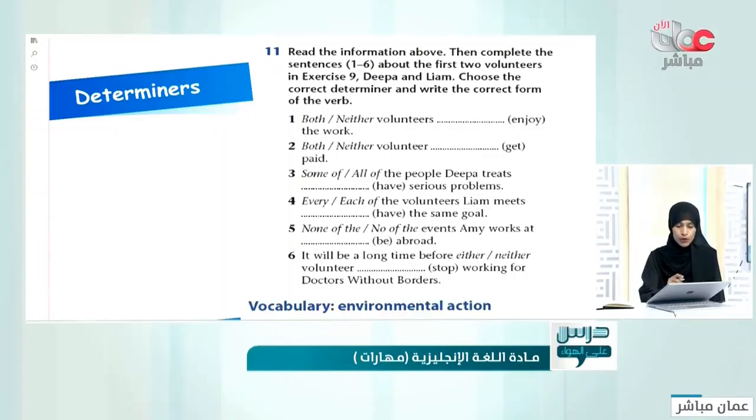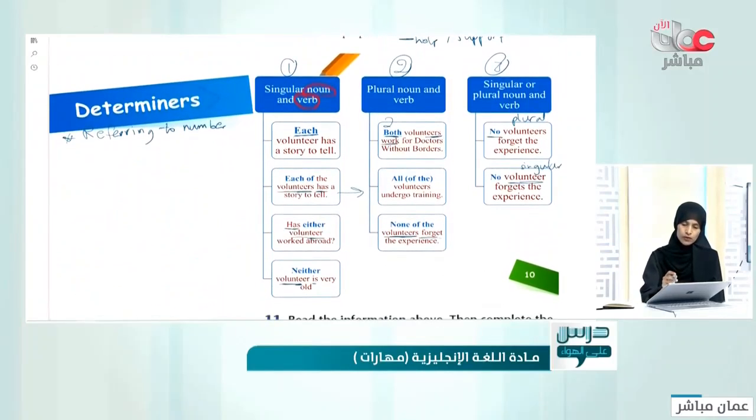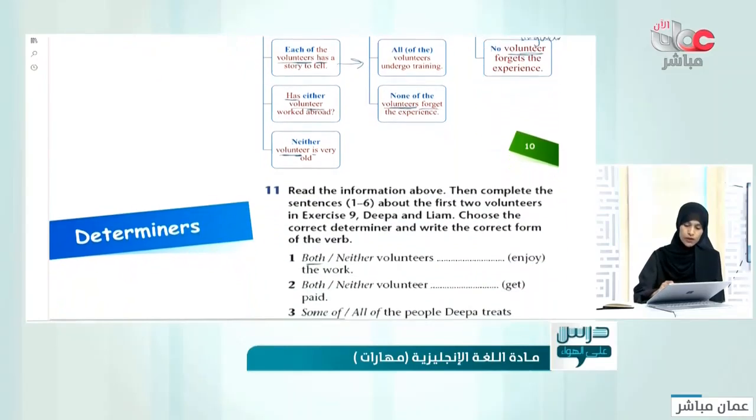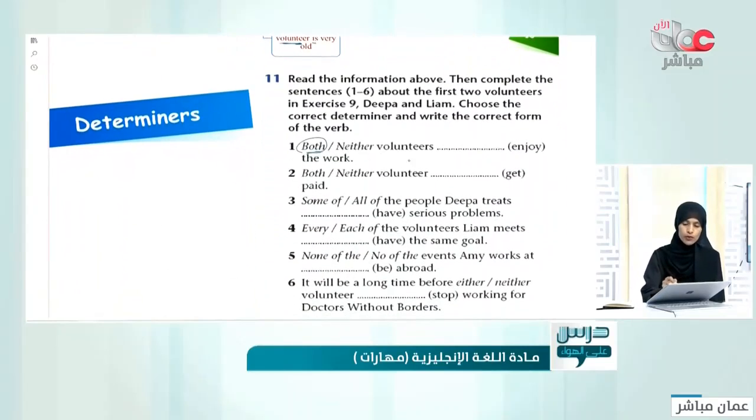It says both or neither volunteers enjoy the work. If we go to both, you'll see that both is used with the plural. What about neither? Neither is used with the singular. So the answer is going to be both volunteers, and because it's volunteers, the verb is going to be plural. Then the other one says both or neither volunteer. This time it's the same option, but the noun is singular here. I have a plural there, and it's singular here, so it's going to be neither volunteer gets paid.